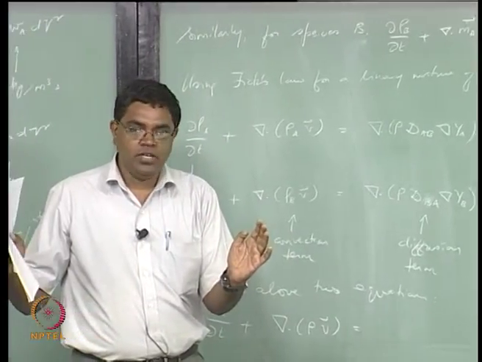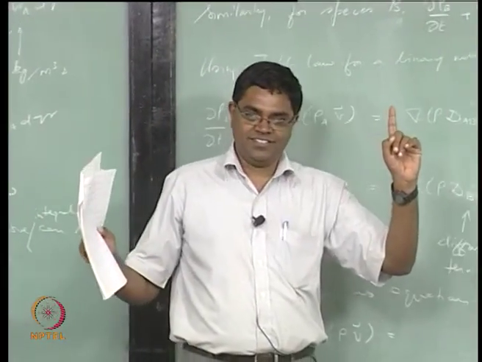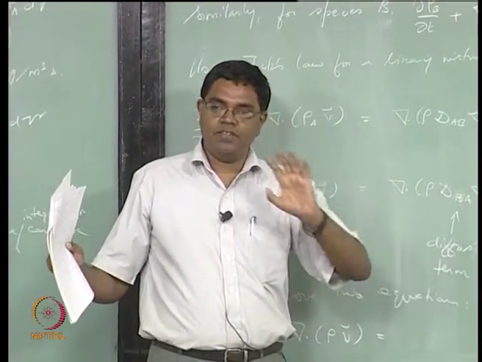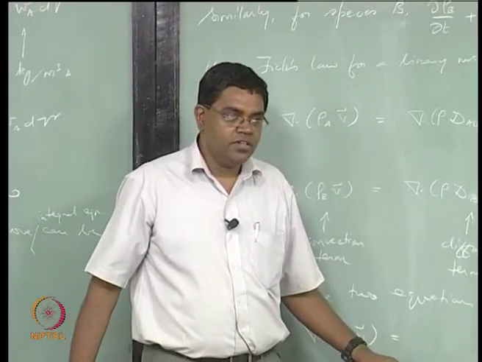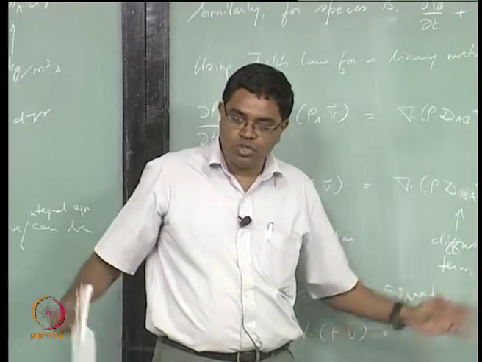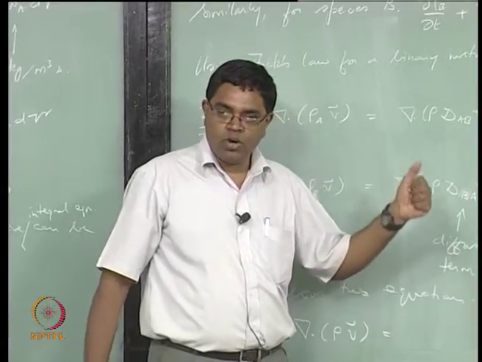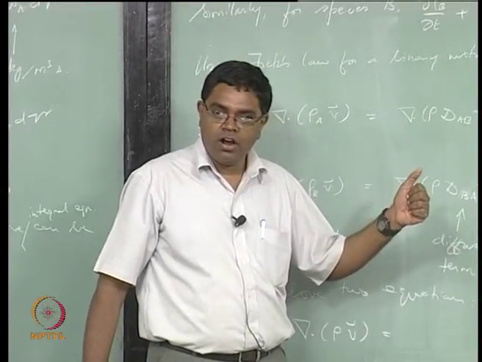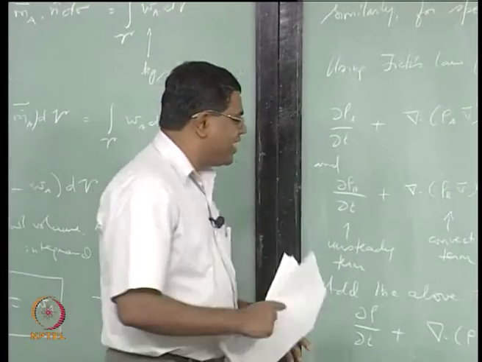What's ya plus yb? That's 1. You now have a mixture, and ya and yb are mass fractions, and this mixture has only a and b, so the two fractions together should become unity. And what is gradient of 1? 0. So you now get a 0.